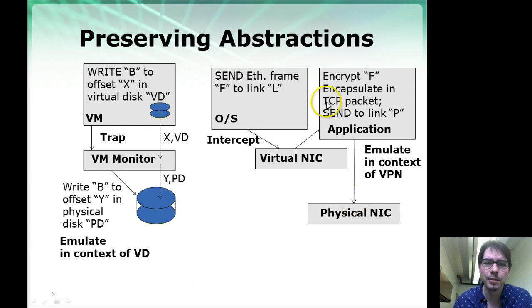From the perspective of this original message, it's sending a frame over link L, which is the virtual network link. And then through this process of interception and emulation, that gets translated into sending a message on a different protocol over a physical network.